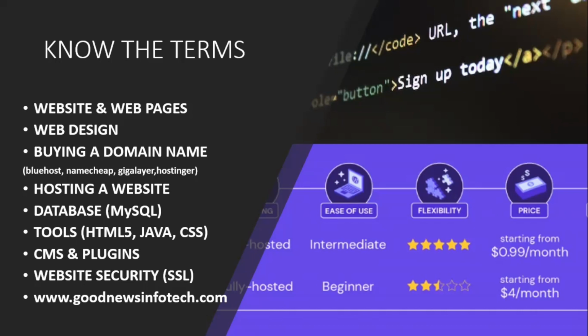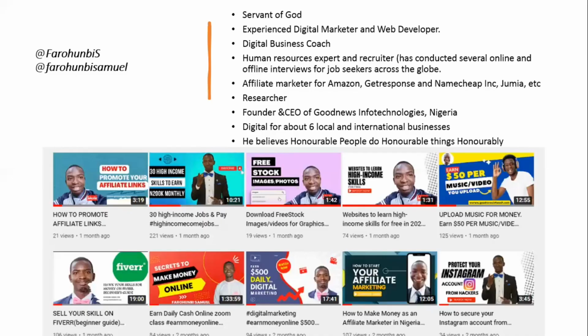Now, I'm going to tell you a little bit about myself again, because you need to know who is teaching you and you need to know some other things. So, right now, as I said earlier on, I am Farumbi Samuel and a marketer. I'm a digital marketer and a web developer. I'm also a digital business coach and a human resource expert. I've recruited for so many companies online. I'm an affiliate marketer for Amazon, GetResponse, Namecheap, Jumia. I'm a researcher. I'm the founder and CEO of Good News Info Technologies.